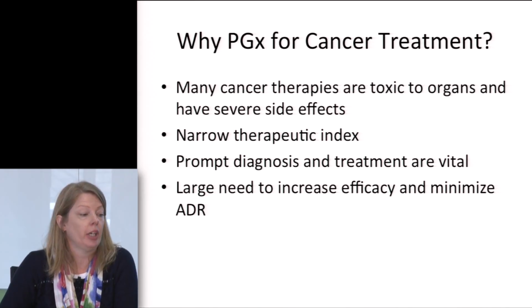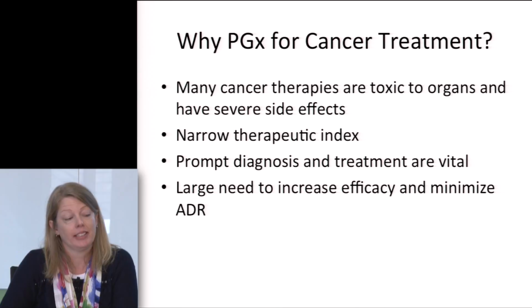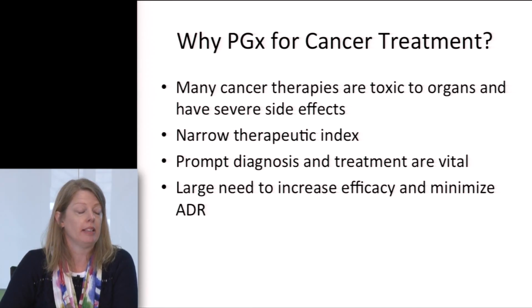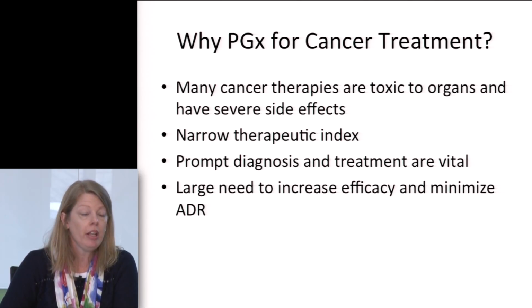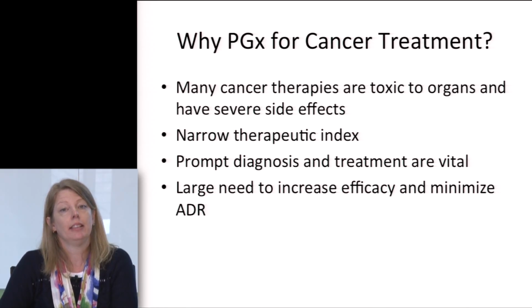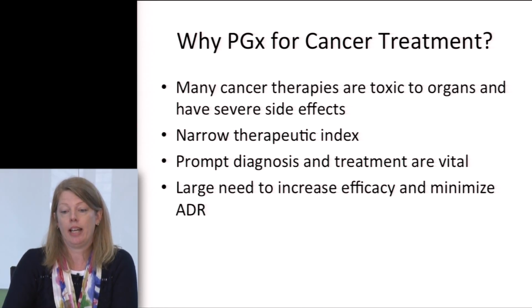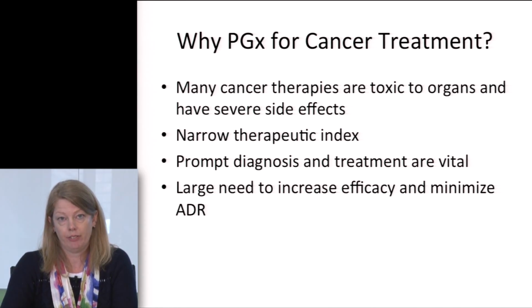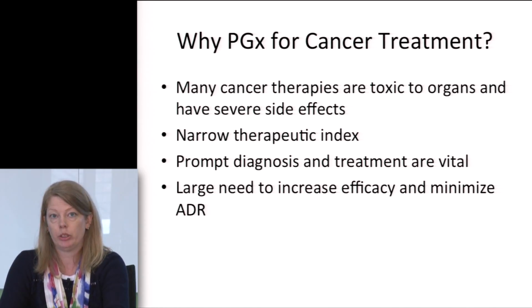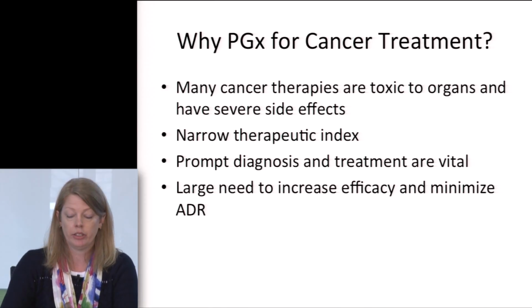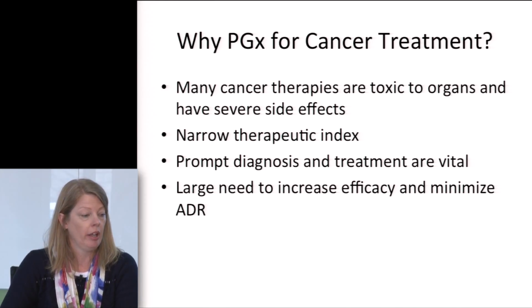Well, many cancer therapies are toxic, actually, and have severe side effects. They're great for killing tumors or getting rid of malignant cells, but are toxic to the rest of the body a lot of times as well. They often have narrow therapeutic indexes, which means that the amount of drug necessary to be effective is very close to the amount of drug where you start getting really toxic side effects. So there's a narrow window there.